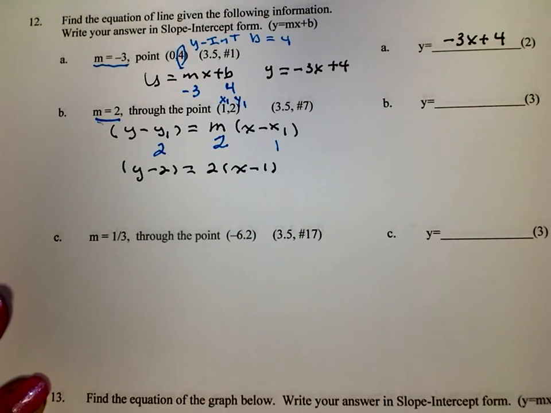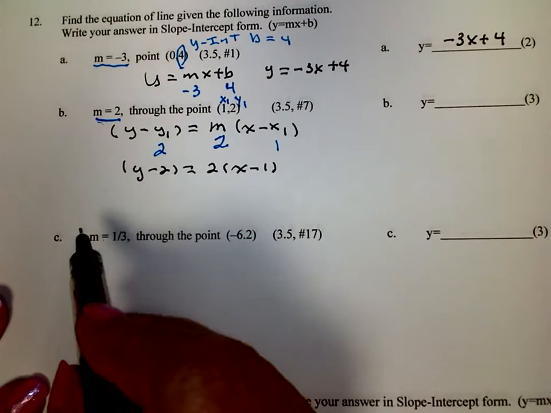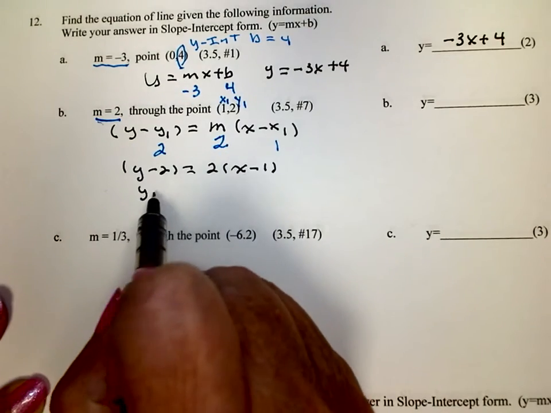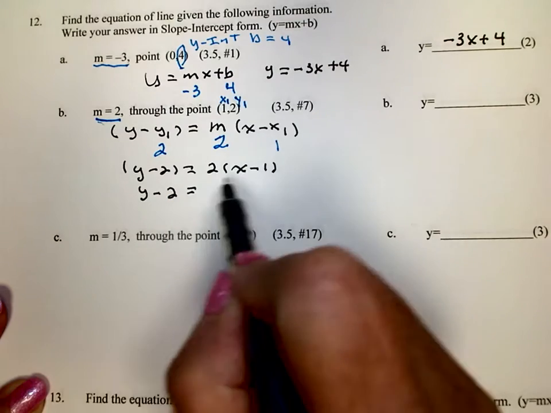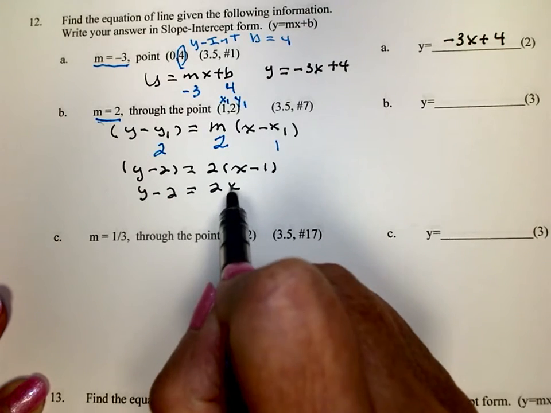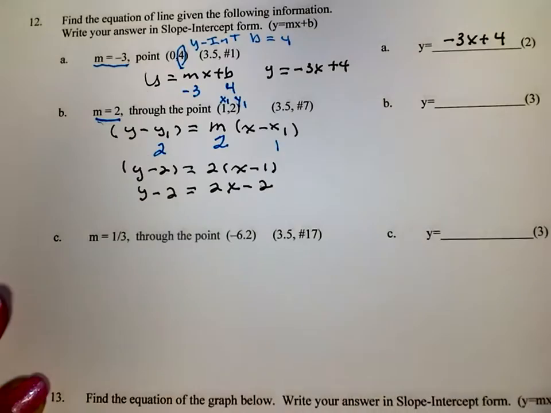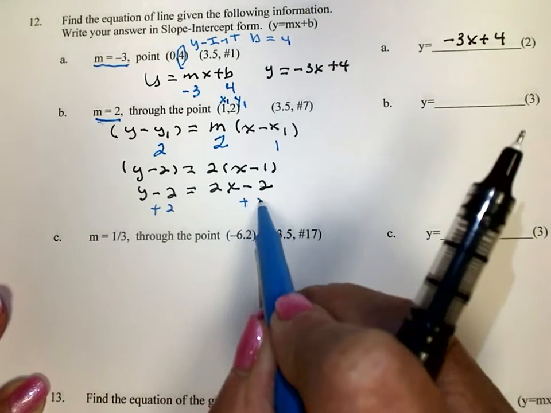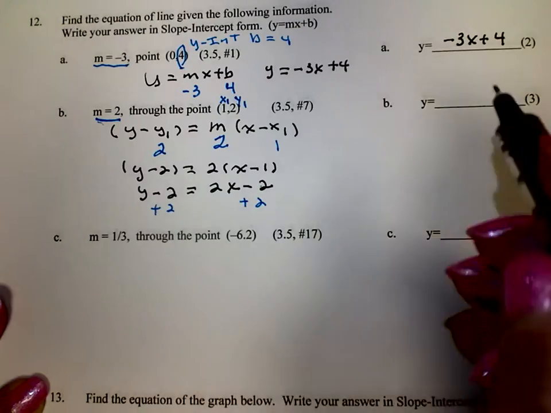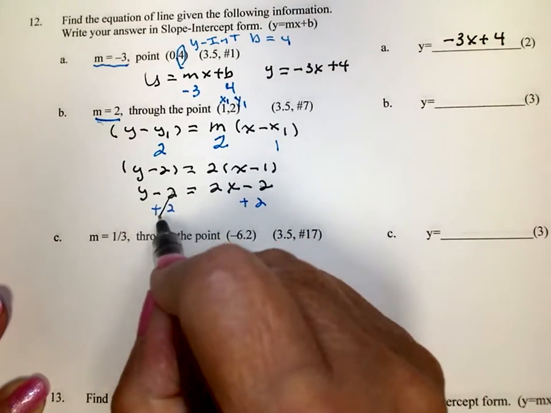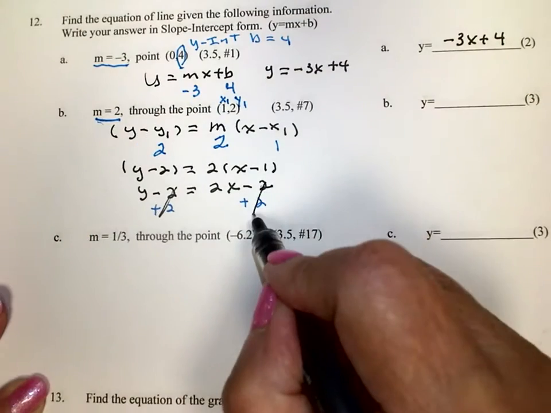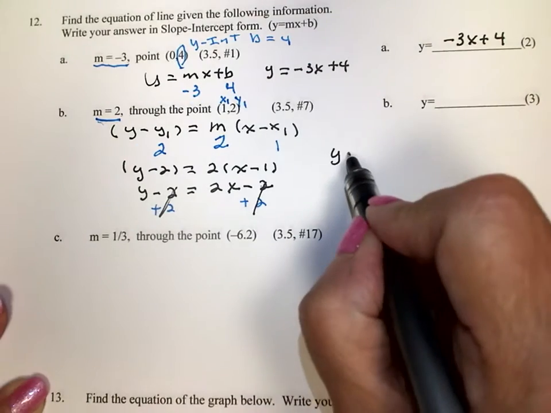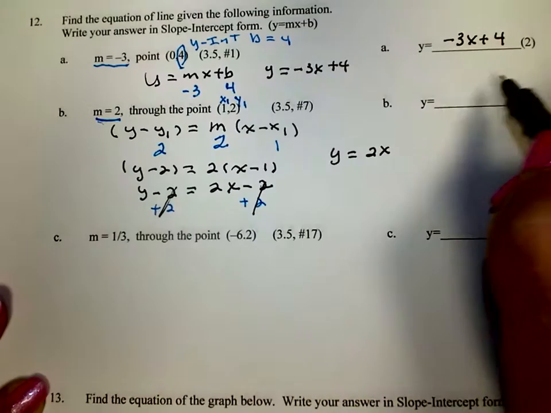Now it says slope-intercept form, which means I need to solve for y. Clear the parentheses. y minus 2 equals 2x minus 2. Add 2 to both sides. Here the 2's add to 0, there the 2's add to 0. You're going to come up with y equals 2x.